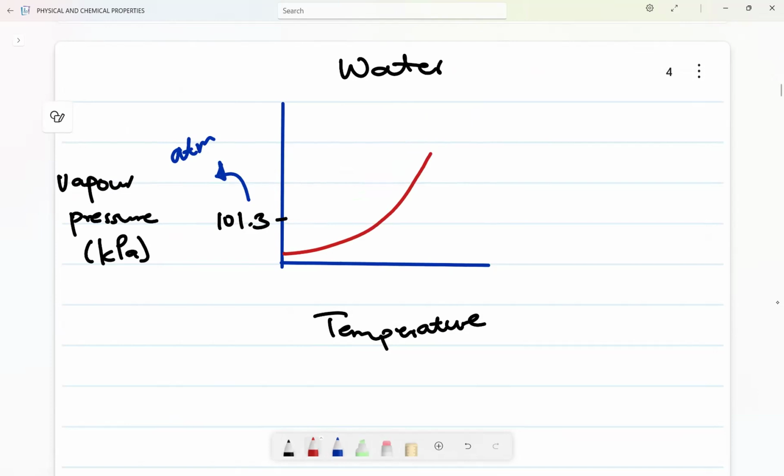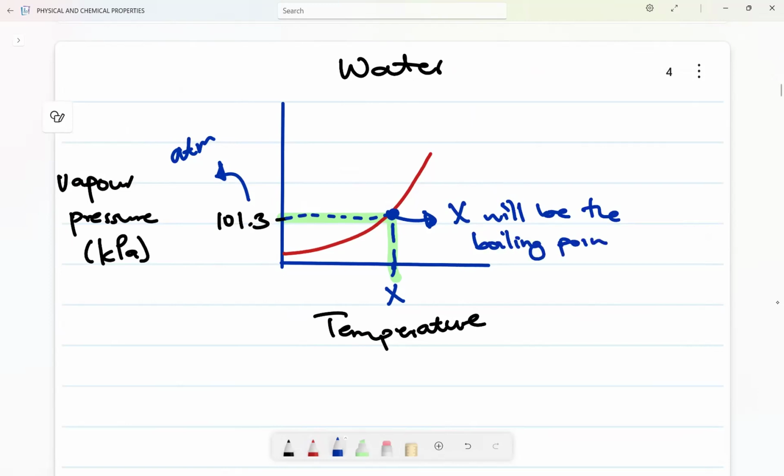Now we know that at this corresponding y value, let's say this is x. X will represent the boiling point. X will be the boiling point. Like that. So yeah, that's all.